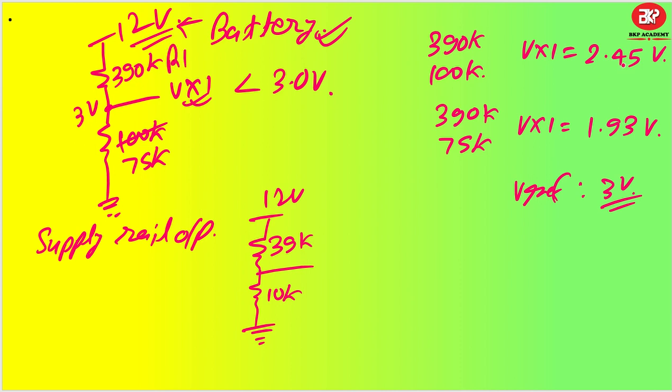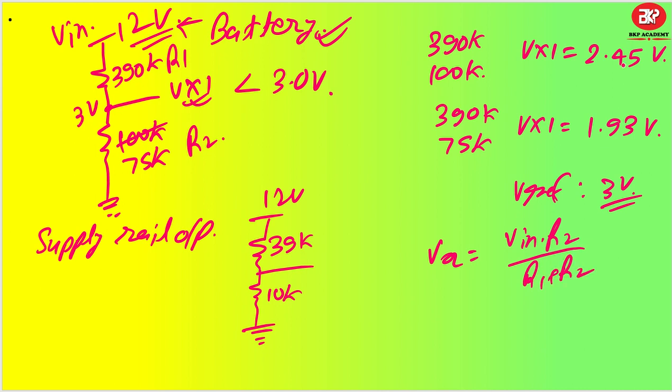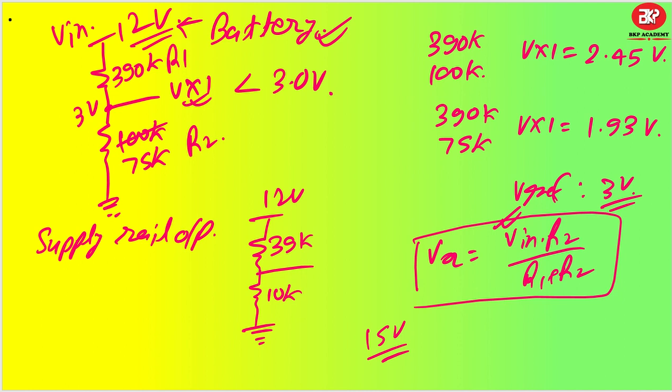Simply, let's say this is R1, this is R2, and this is my V in. My Vx will be V in into R2 by R1 plus R2, and we have to make sure that for the highest value of V in, Vx does not exceed 3 volt. V in is 12 volt as calculated, but it may be possible that V in can go up to 15 volt. So up to 15 volt my Vx must not exceed 3 volt, it should be lesser than 3 volt. That's the understanding you should have.